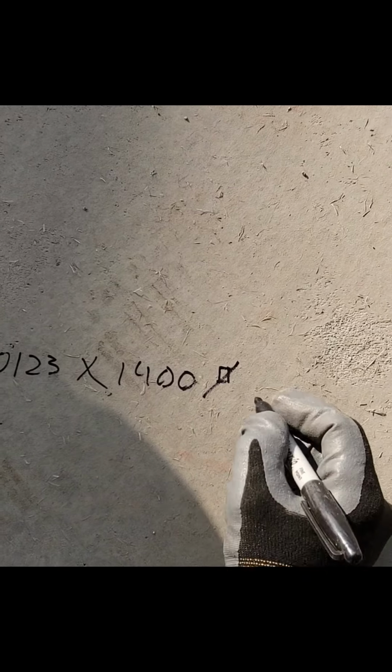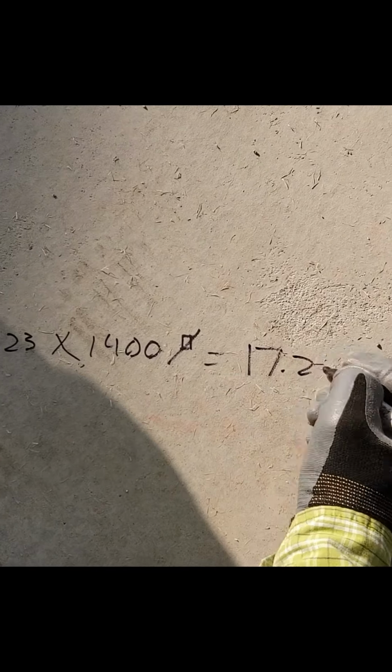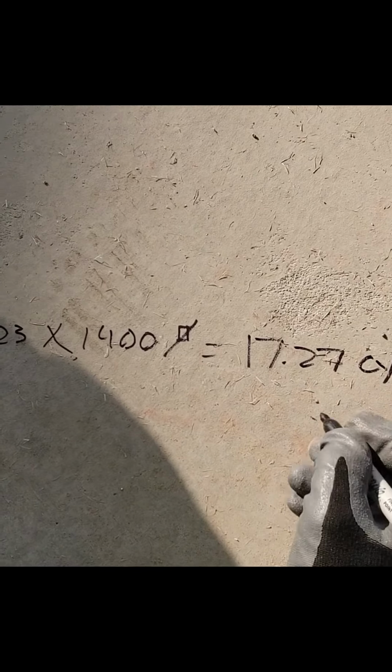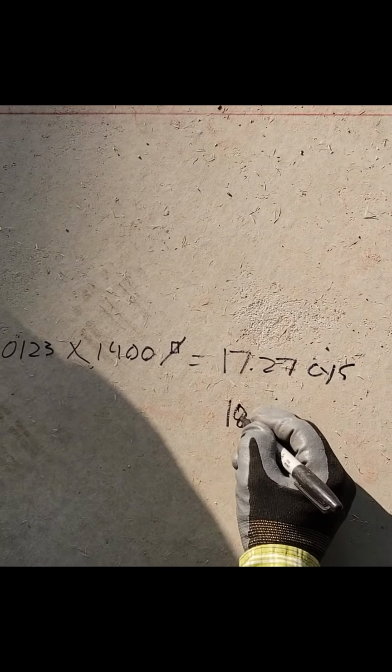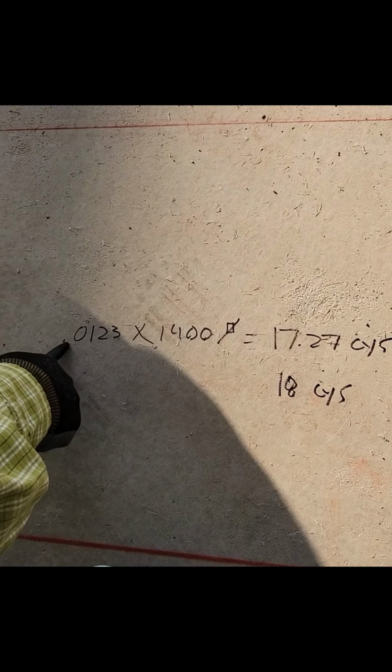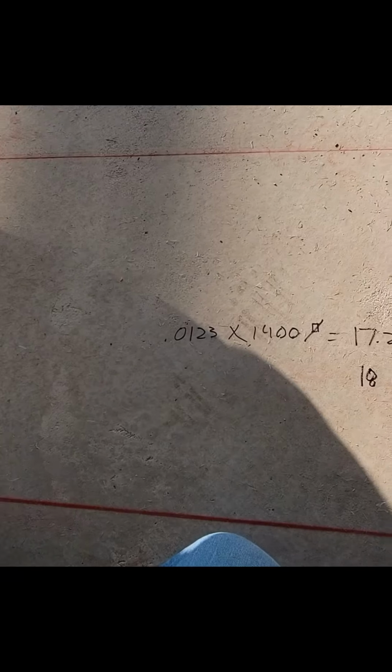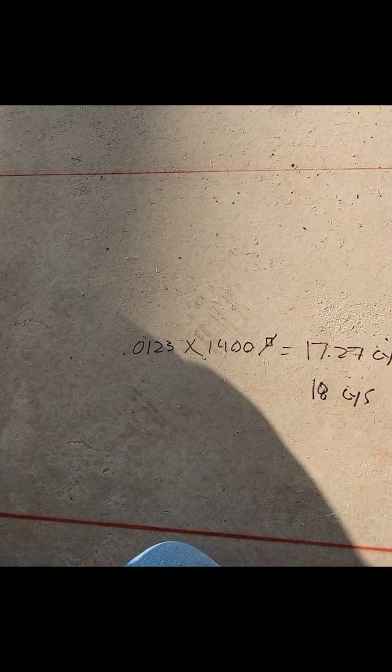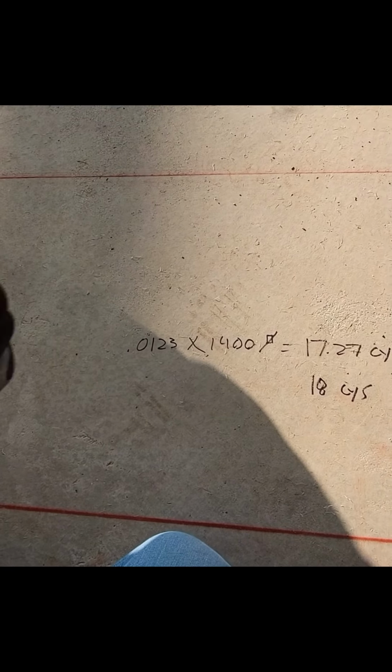Times that by 1,400 square feet equals 17.27 CYs. Round up to 18 CYs. There you go. That's it. So that is the number. If you can remember 0.0123 for all 4-inch slabs, times it by the square footage, you got your yardage.